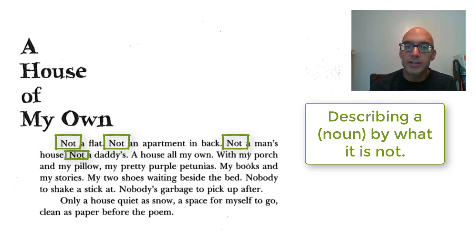And then she brings people into it by describing what the people are not. There's nobody to shake a stick at, nobody's garbage to pick up after. So we begin to internalize, right, that this isn't going to be crowded and that it's not going to be full of all of the garbage and all of the trash that litters Mango Street. So think about how you can describe something by what it is not.